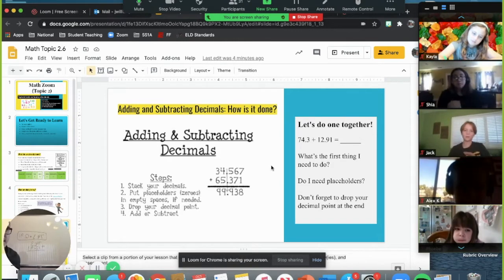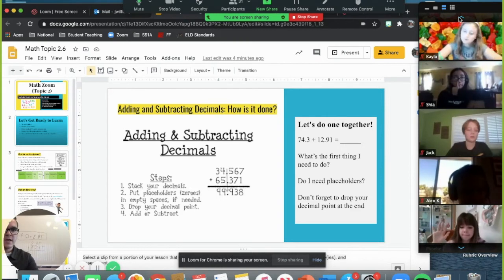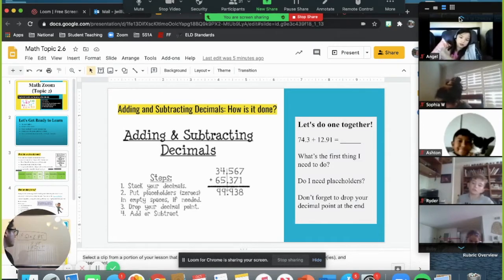Do we have an issue? Do we need to add any placeholder zeros for this? Yes. Who said yes? Shane. Shane, how do you know we need to add a placeholder zero, and where are we going to put it? The reason why you know is because 12.91 has a hundredths, and 74.3 only has tenths. Okay, so where am I going to put the zero? On the 74.3. Yeah, so I'm going to add my placeholder zero.